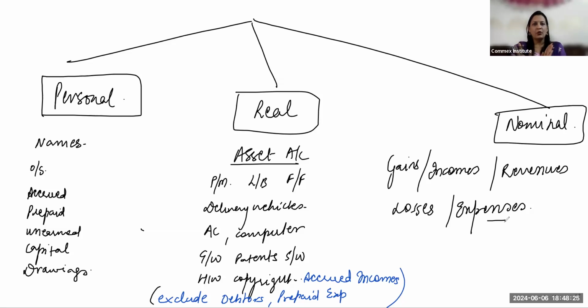Clear? Okay. Now, what does PM, LB, and FF refer to in the real account? P&M is plant and machinery. L&B is land and building. F&F is furniture and fixtures. Okay. So what are HW and SW? Hardware, computer hardware and computer software.